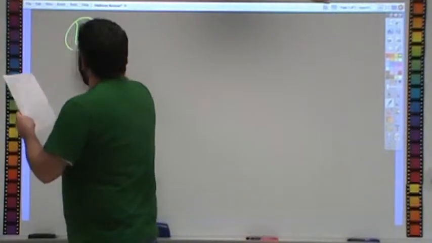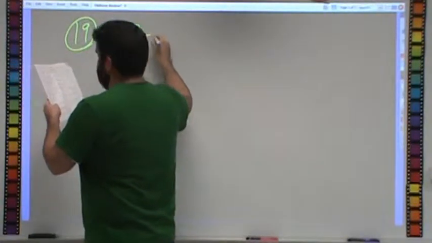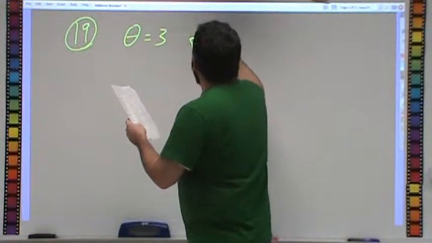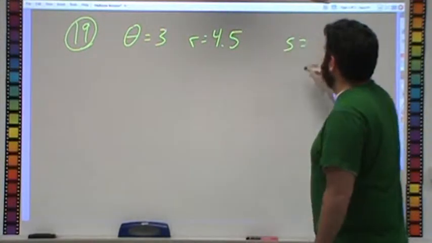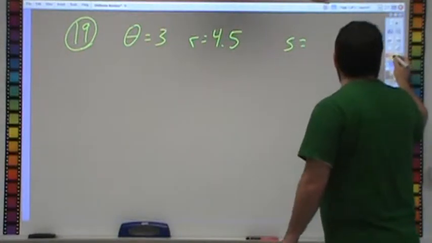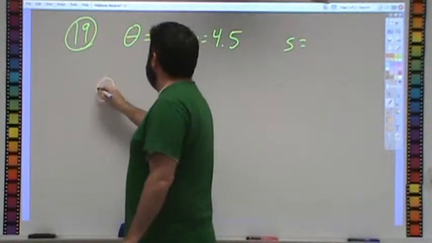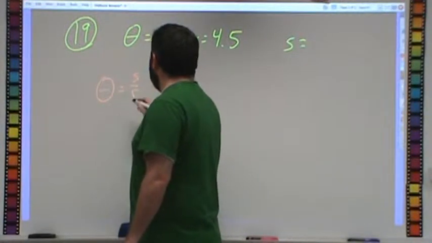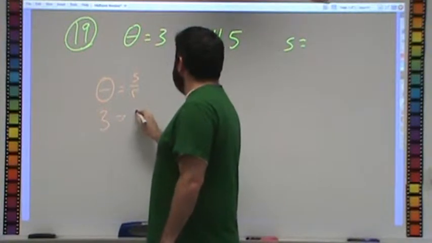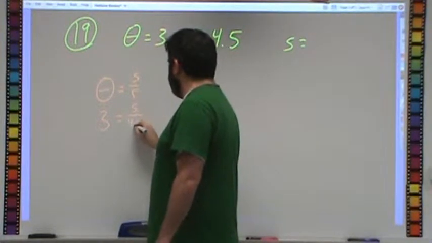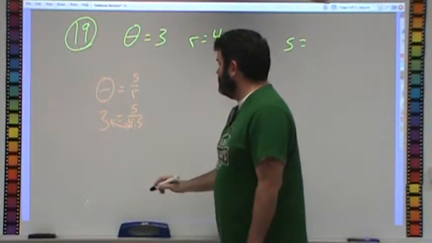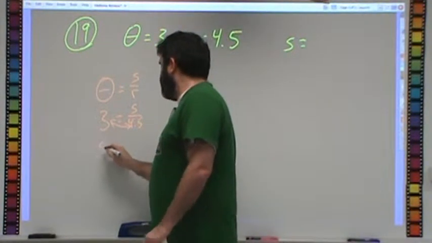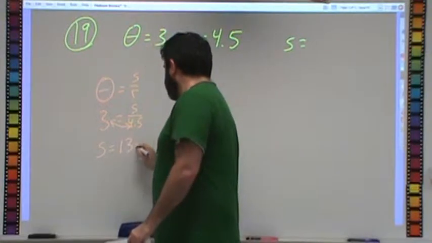Number 19. Number 19 says that theta equals 3, r equals 4.5, and it's asking you to find s. You got 2 ways to do this. One is with the formula, theta equals s over r. So 3 equals s over 4.5. That means I need to multiply these two together. So 3 times 4.5 in my calculator, which will give me 13.5.